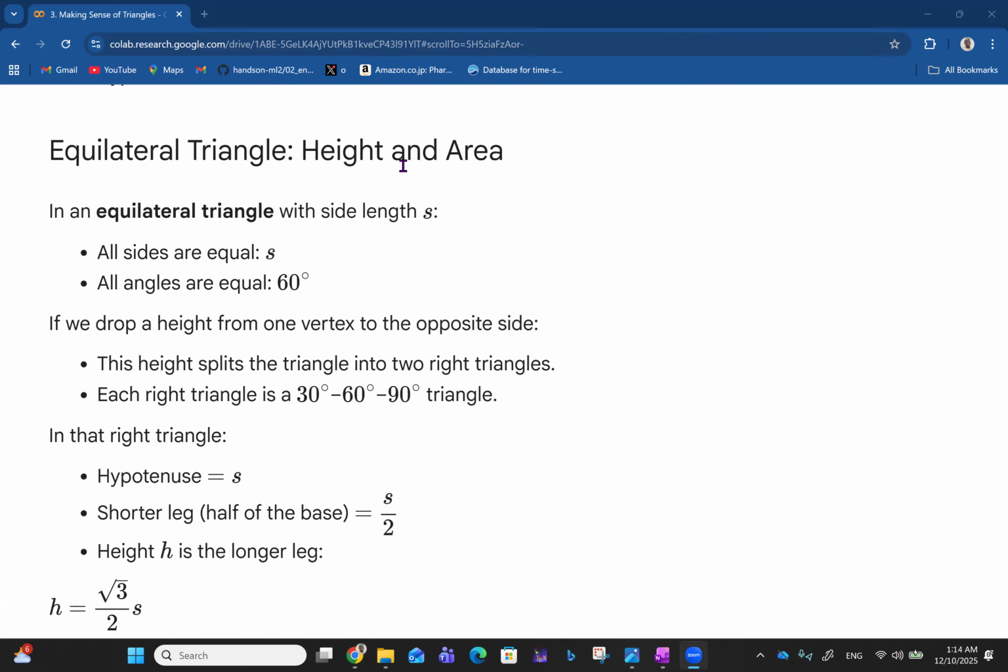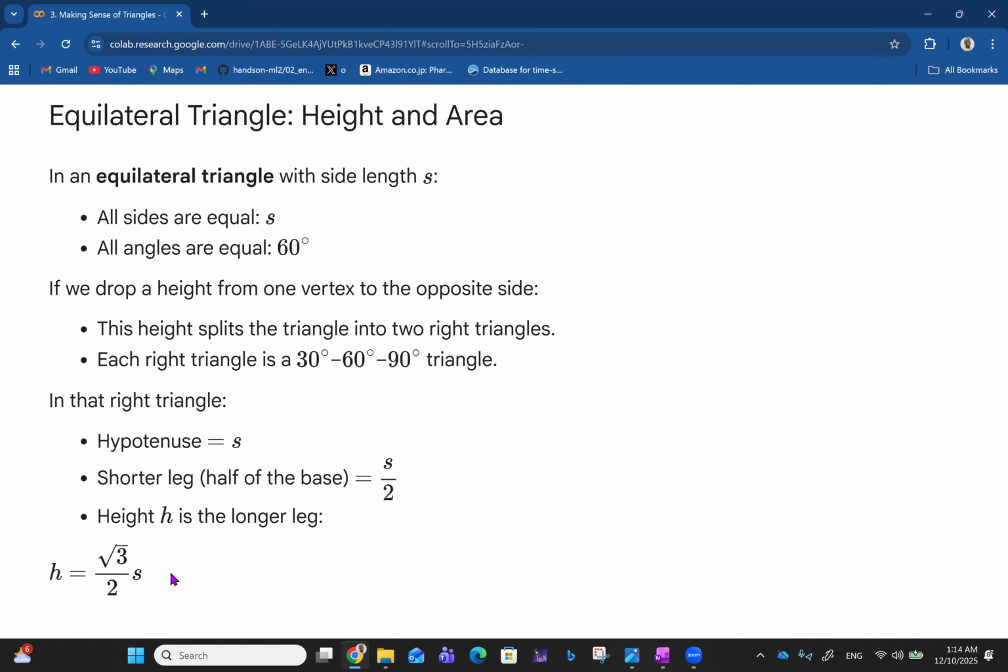Equilateral triangle, height and area now. In an equilateral triangle with side length S, all sides are S, all angles are 60 degrees. If you drop a height from one vertex to the opposite side, this splits the triangle into two right angle triangles. Each is a 30-60-90 triangle. In that right angle triangle, the hypotenuse is S. The shorter leg, that's half of the base, is S over 2. So the height H, the longer leg, is root 3 over 2 times S. This is what we're talking about here.